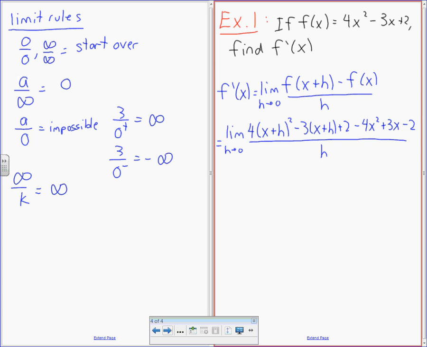So what we're going to do here is use our great algebra skills to hopefully expand out the numerator so you have an h in the numerator and h in the denominator, they cancel, and we're happy. Okay, who wants to show us our foiling skills? What's x plus h all squared? Go ahead.